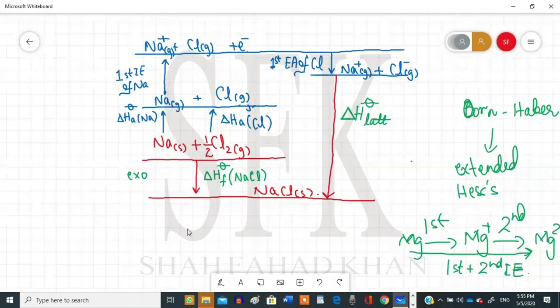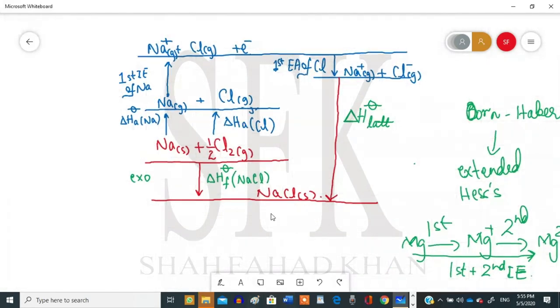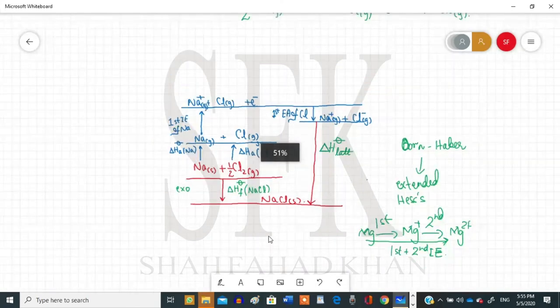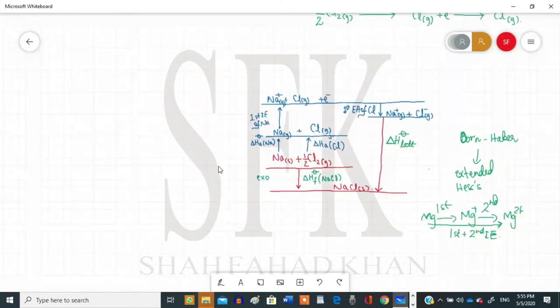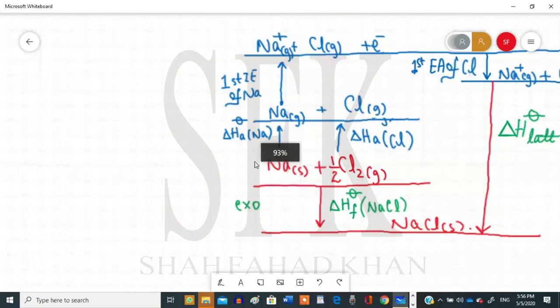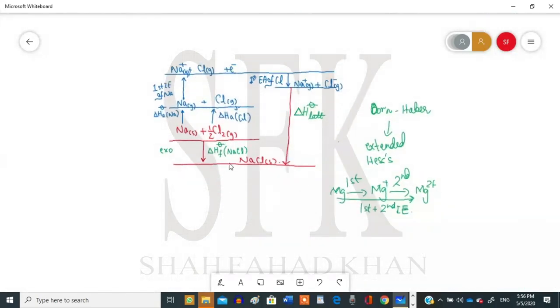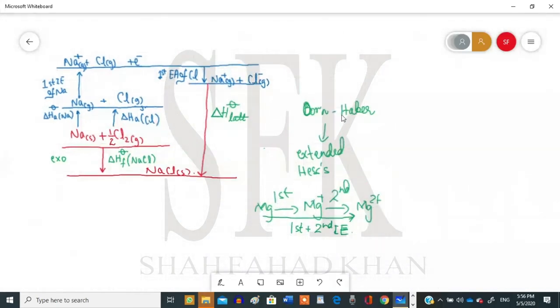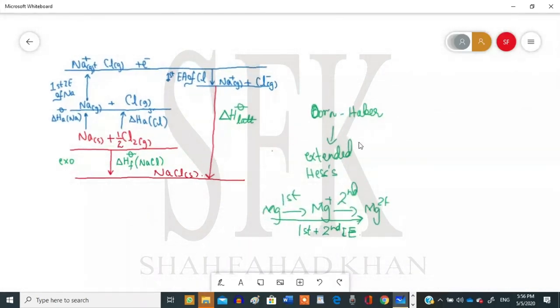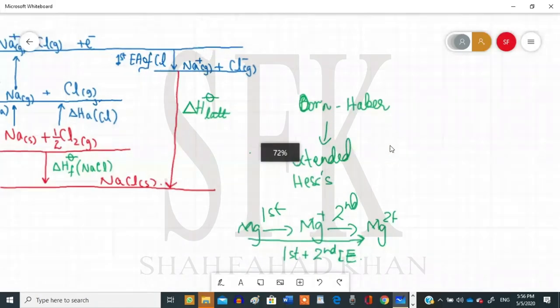Now, since I told you that this is a cycle, we can apply the same law of conservation of energy on this Born-Haber cycle as we used to apply in AS. I'm going to do it right over here, and it's pretty simple.